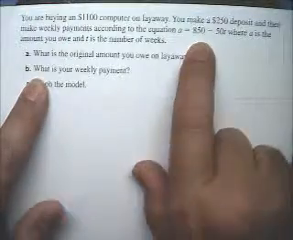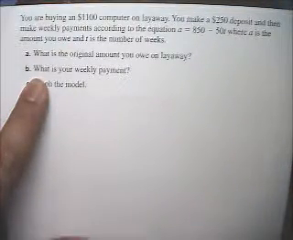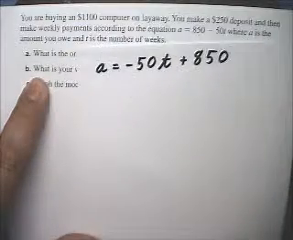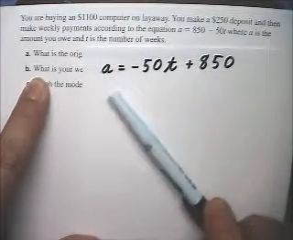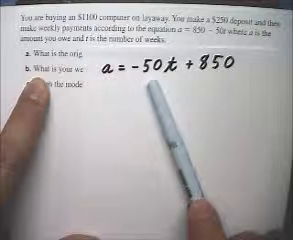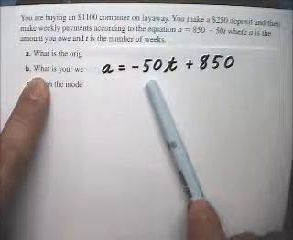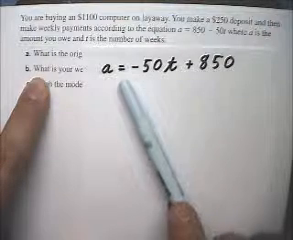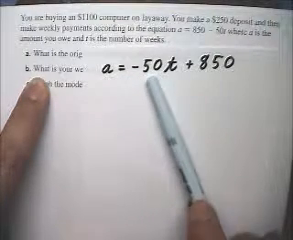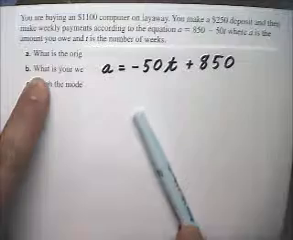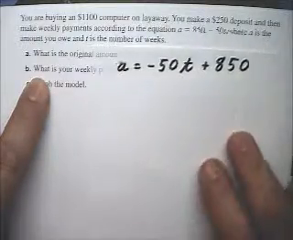B, what is your weekly payment? Well, if I rewrite that equation in slope-intercept form, the slope is negative 50. Well, that's going to be your payment. Your payment is $50 because the slope is going to be negative 50. This is going to go down by $50 every week.